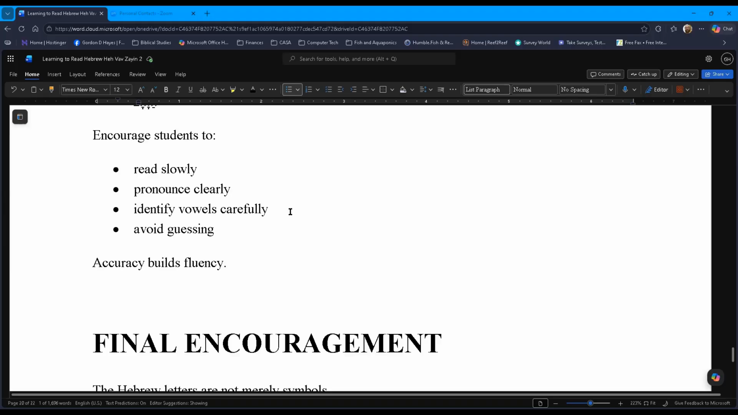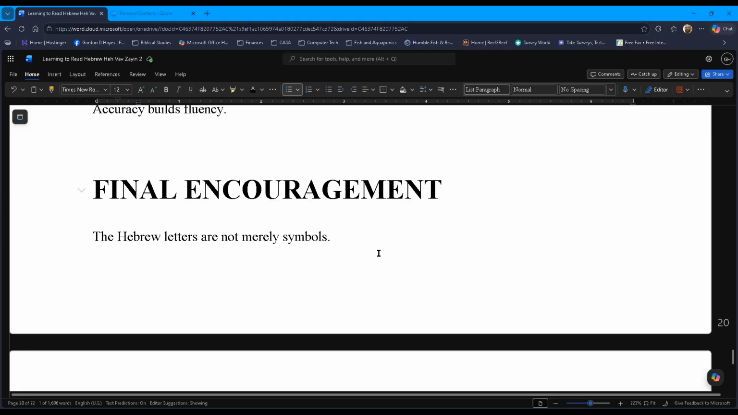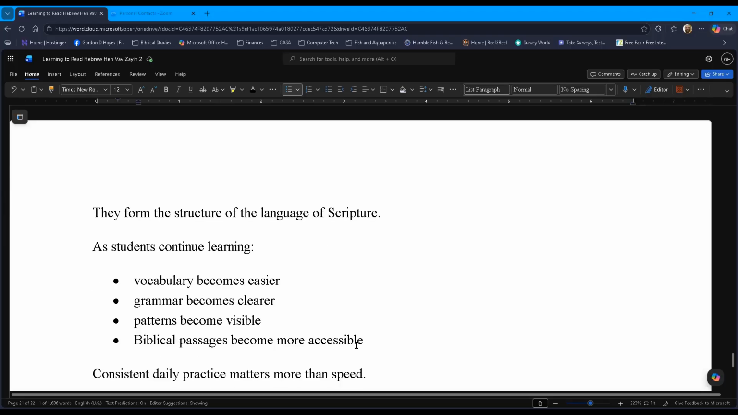I guarantee you. Final encouragement: the Hebrew letters are not merely symbols. They form the structure of the language of Scripture. And I would say, as students, we should continue learning. Vocabulary will come easier as we go along. Grammar will become clearer as we get into it. Patterns will become more visible. And biblical passages will become more accessible. We'll find deep, hidden things.